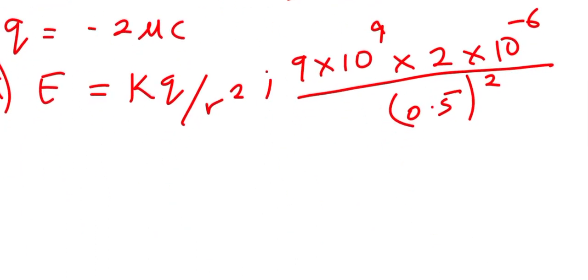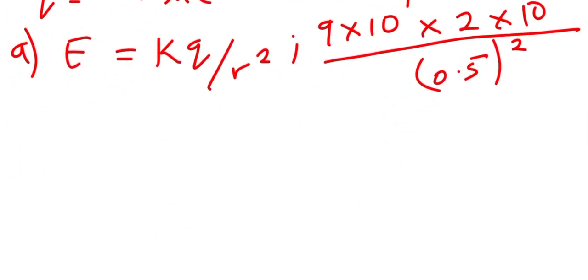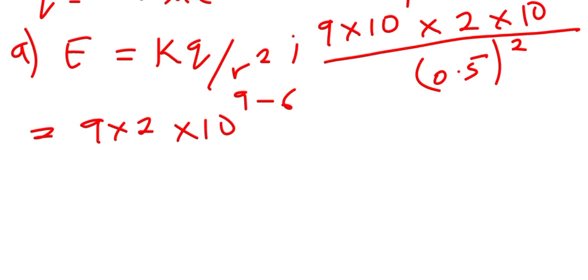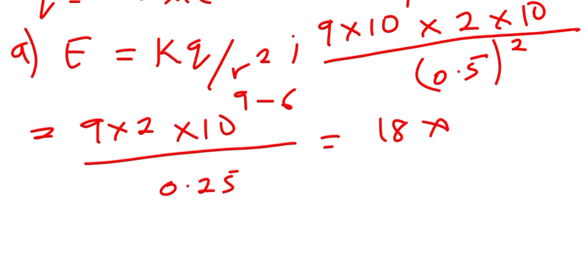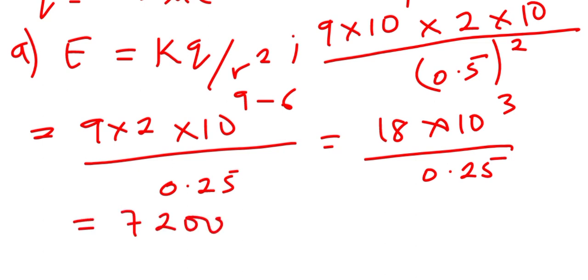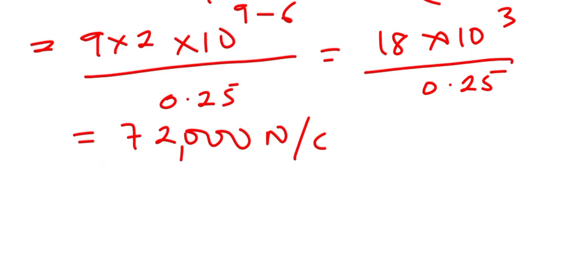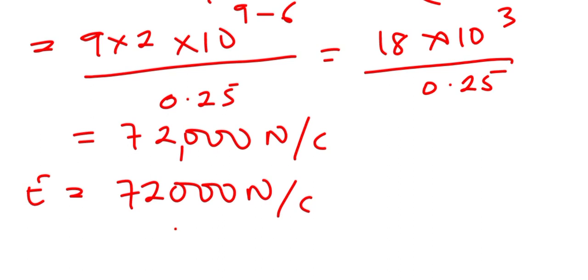Now, the next thing we need to do here is that we say this equals 9 times 2 times 10 to the power of 9 minus 6, if we keep simplifying, divided by 0.25. That equals 18 times 10 to the power of 3 divided by 0.25. This will give us a value of 72,000 Newton per coulomb. In essence, the electric field E equals 72,000 Newton per coulomb.